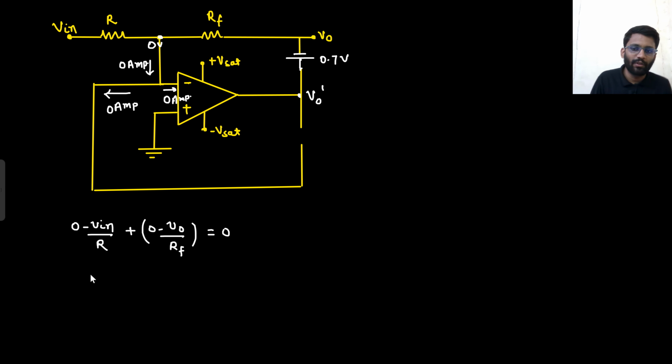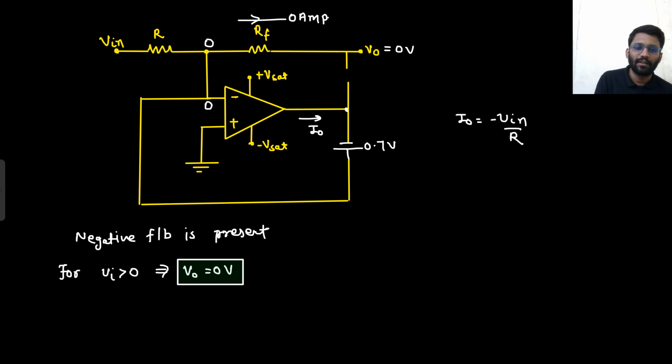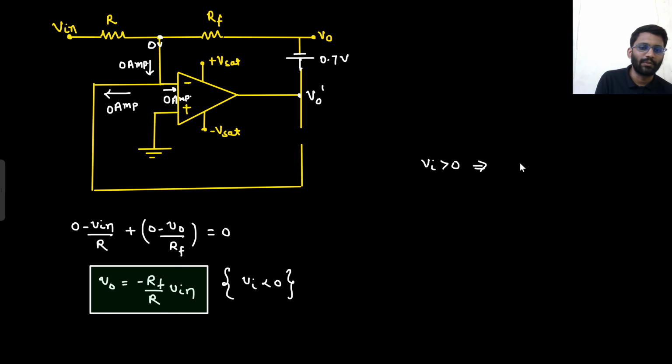And what is your V naught? Your V naught is minus Rf by R into Vin. This is your V naught, for which case? For Vin less than 0. So what is the final conclusion? For Vin greater than 0, your output was 0 volt, right? Here we got to know, for Vin greater than 0, your output was 0 volt. And for Vin less than 0, your output was minus Rf by R into Vin.